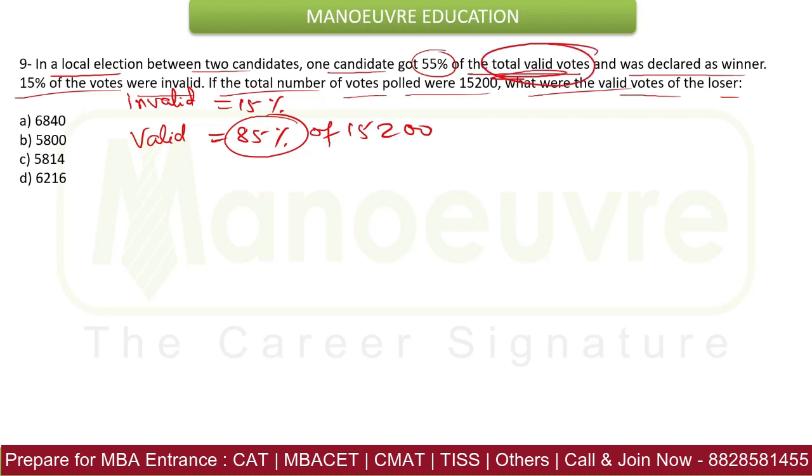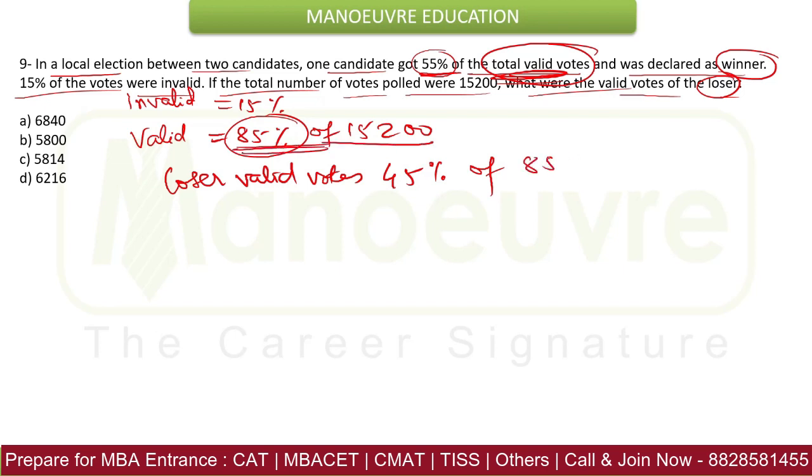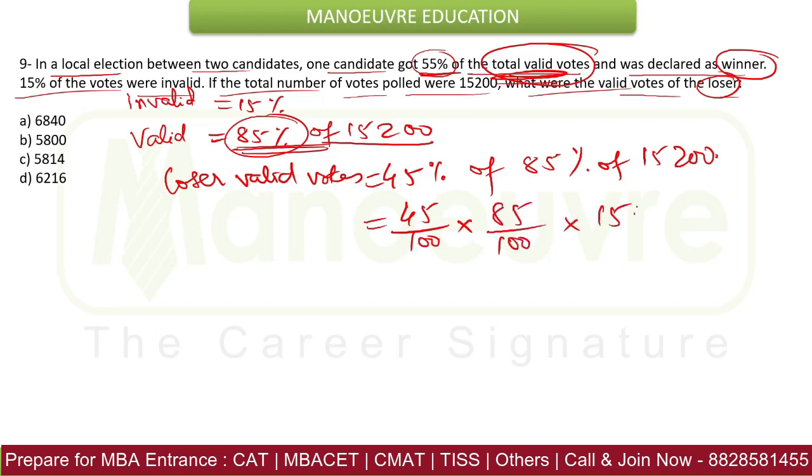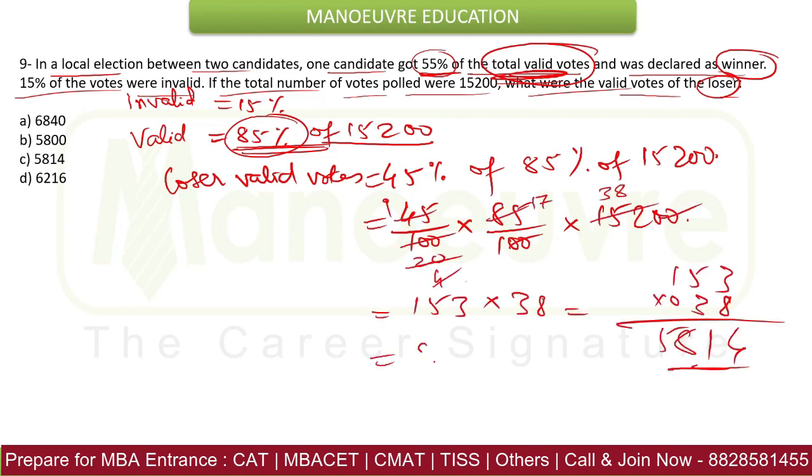Now out of total valid votes, 55% goes to the winner. So what will be the votes of the loser? So the loser's valid votes will be 45%. 45% of what? Of total valid votes, that will be 85% of 15200. So this will be 45 upon 100 into 85 upon 100 into 15200. 5814 will be your final answer. Option C will be the final answer here.